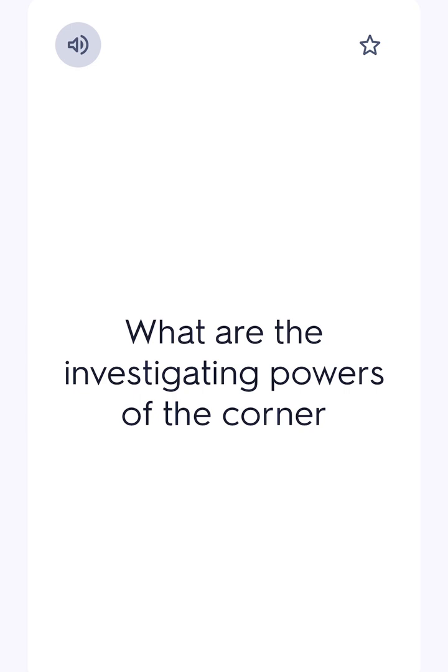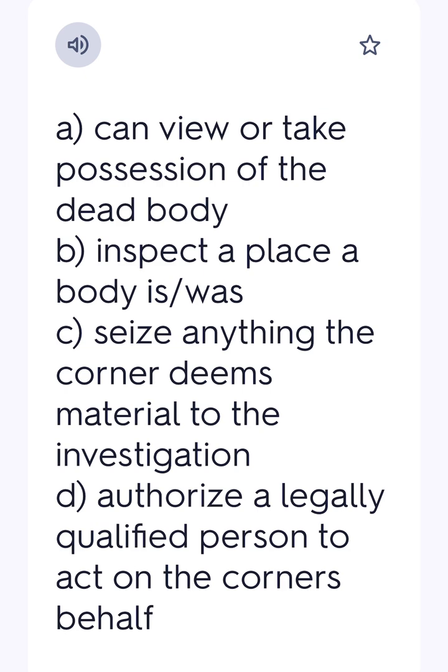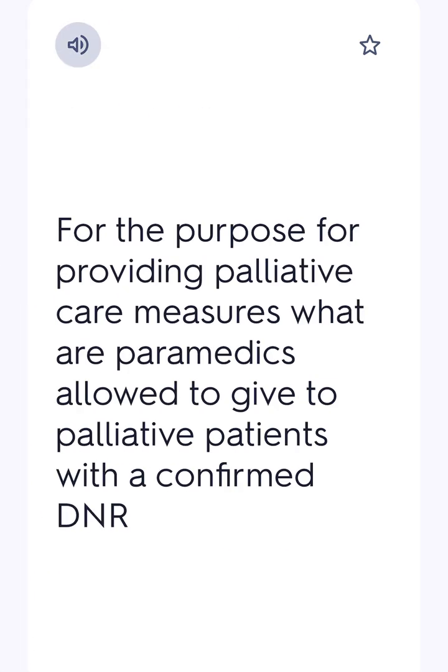What are the investigating powers of the coroner? A. Can view or take possession of the dead body. B. Inspect the place a body is/was. C. Seize anything the coroner deems material to the investigation. D. Authorize a legally qualified person to act on the coroner's behalf for the purpose of providing palliative care measures.